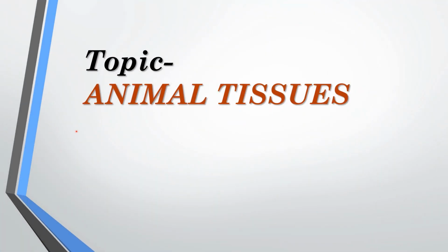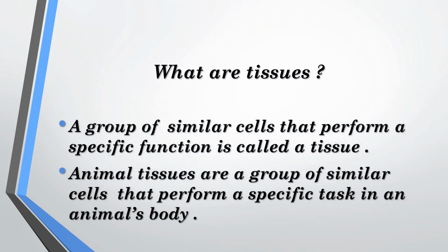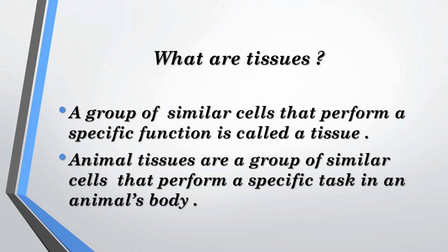Today's topic is animal tissues. Now that we're talking about animal tissues, one thing pops in our mind. What are tissues? A group of similar cells that perform a specific function is called a tissue. In this case, as we're talking about animal tissues, that has a definition too. That is, animal tissues are a group of similar cells that perform a specific task in a body of an animal.